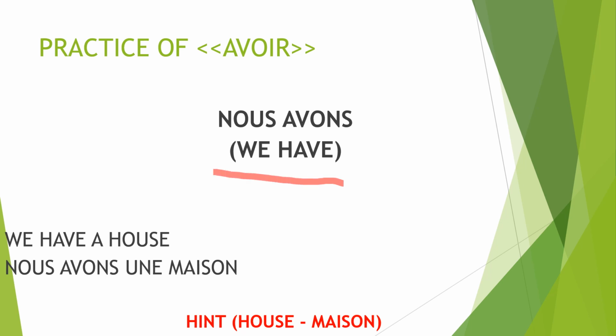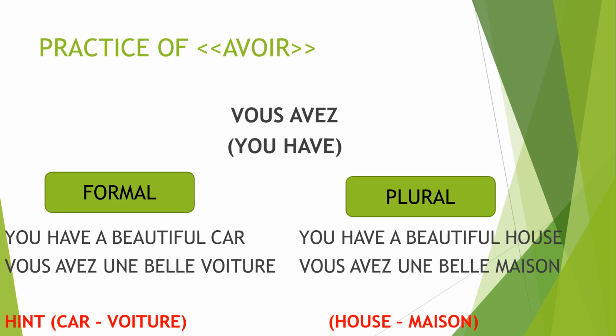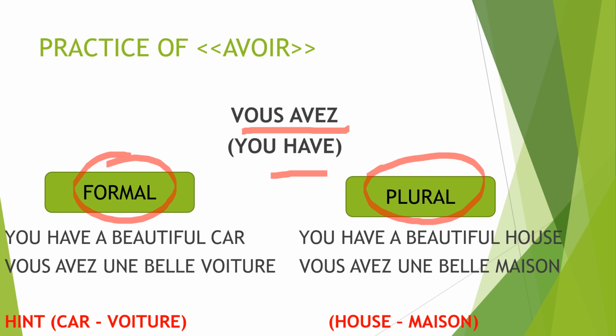Nous avons. We have. When you want to tell someone that we have a house, you will say nous avons une maison. Vous avez. You have. For vous avez, we have two examples. One is used in a formal setting and the other in a plural setting. In the formal example, we say this to an elder person, like your professor or your boss. When you want to tell them that they have a beautiful car, you say vous avez une belle voiture. You have a beautiful car.